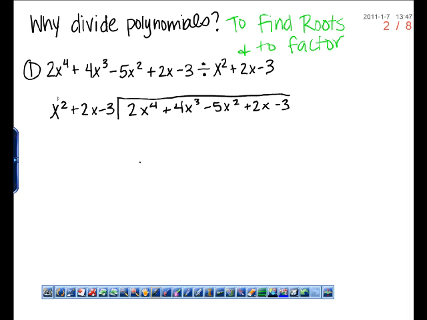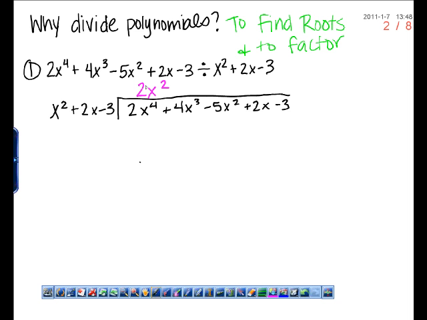Okay, right now I'm only paying attention to the first term, x squared. I'm dividing x squared into 2x to the fourth. So I'm saying 2x to the fourth divided by x squared. The other way you can think of that is you can say x squared times what gives me 2x to the fourth? 2x squared. That was our division step.